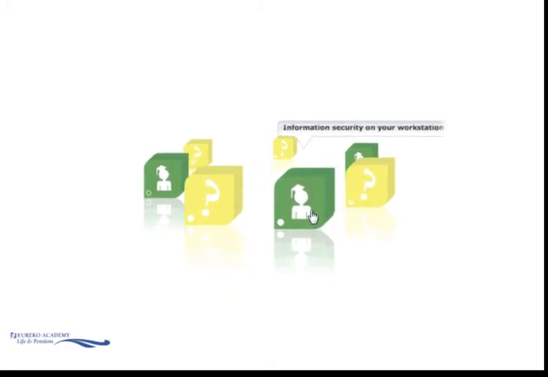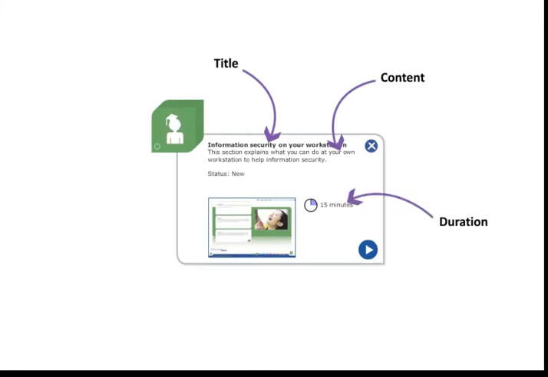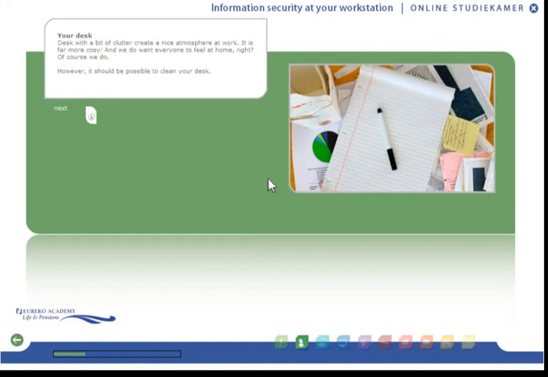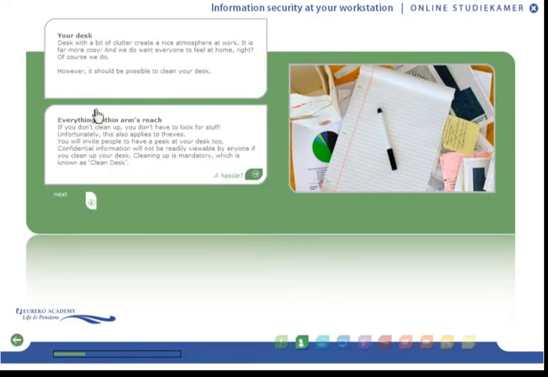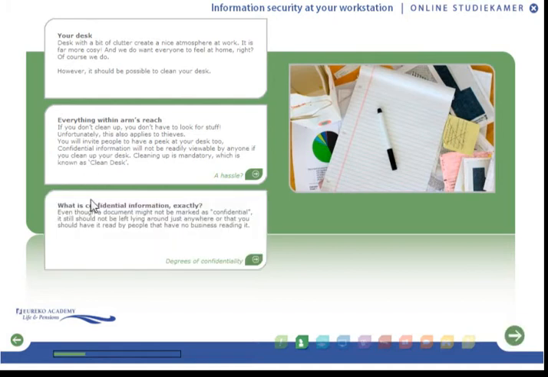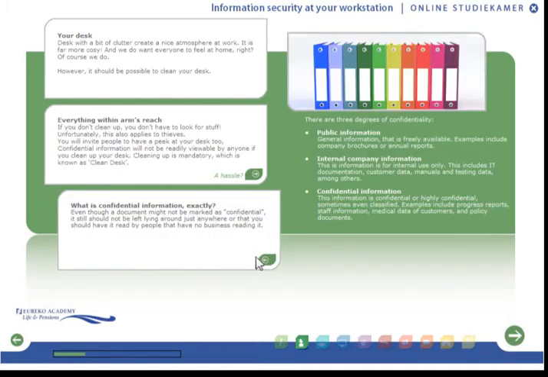Do you want to know what the learning object is about? Just click on it. A pop-up is displayed with the title, content, and length of the learning object. You can see next to Status whether you have already done that part. Click on the right arrow to open the learning object. Go through the content and take a look at the additional in-depth information. Close the learning object by clicking on the cross in the top right corner.